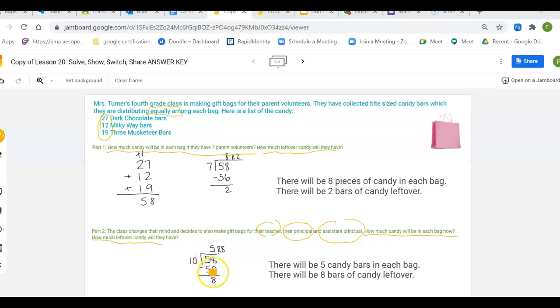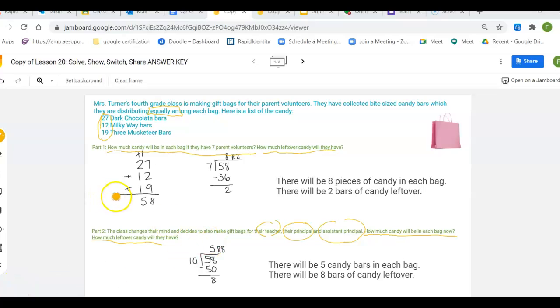10 times 5 is 50. So 58 minus 50 leaves me with 8. And now I have 5 with a remainder of 8. So now I can answer my questions. How much candy will be in each bag now? There will be 5 candy bars in each bag. How much leftover candy will they have? There will be 8 candy bars left over.